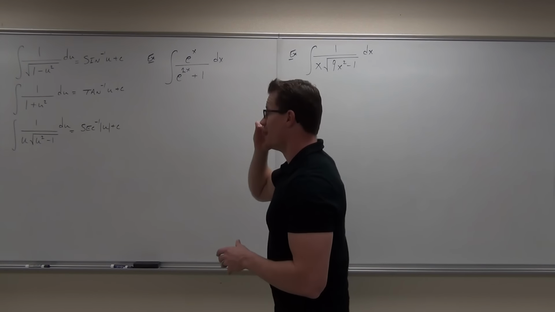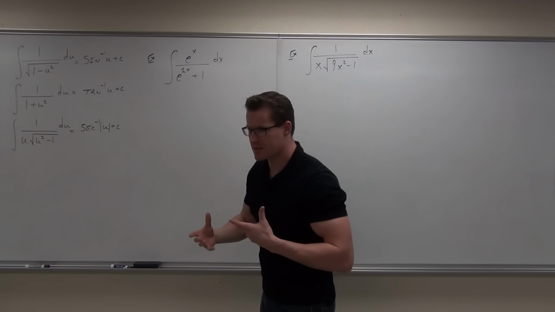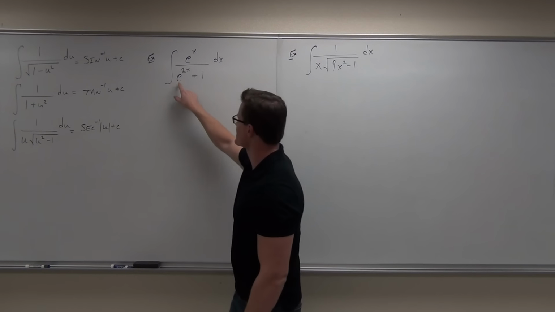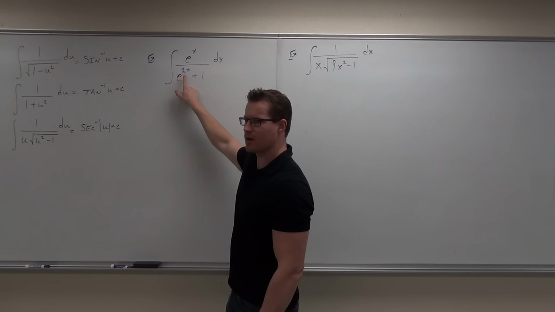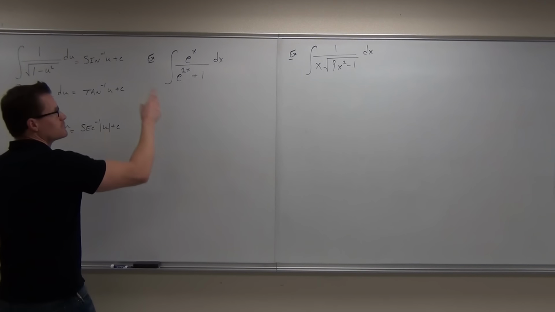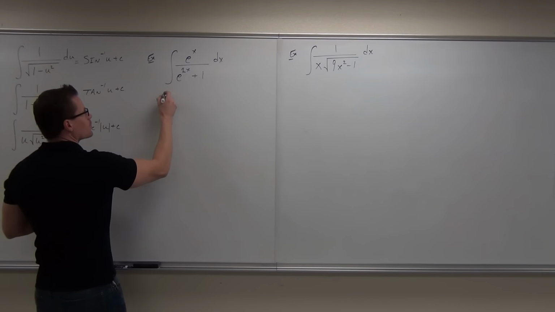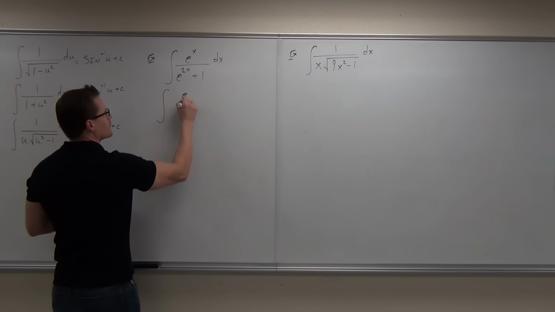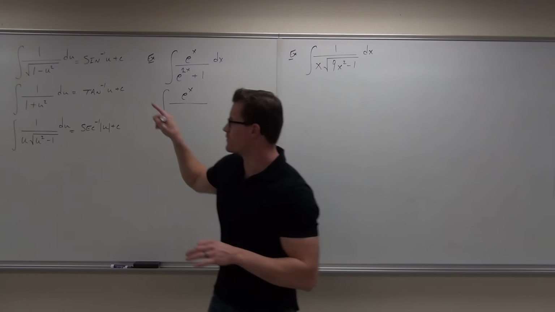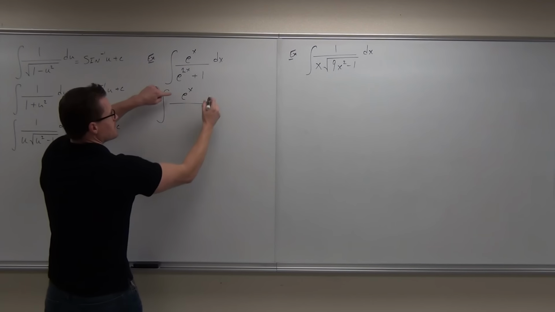Here's what I'm seeing. The reason this is noticeable for me is, okay, I see a plus 1. I like plus 1. I see something being squared. Do you see what I'm talking about? Something being squared. So instead of doing just a regular substitution, we're going to make it so that when we substitute, it's going to fit one of these things. So let's break this down a little bit.